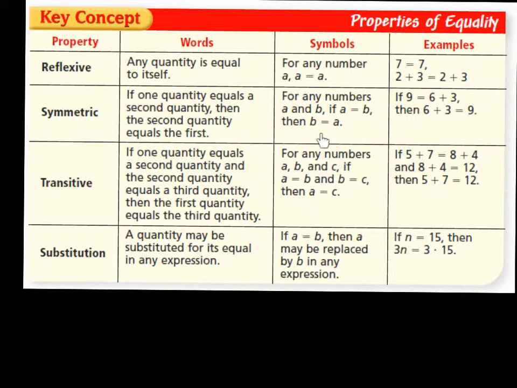If A equals B, B equals A. So you're used to symmetry in geometric type figures. 9 equals 6 plus 3, 6 plus 3 equals 9 is what it would look like in an algebraic equation.